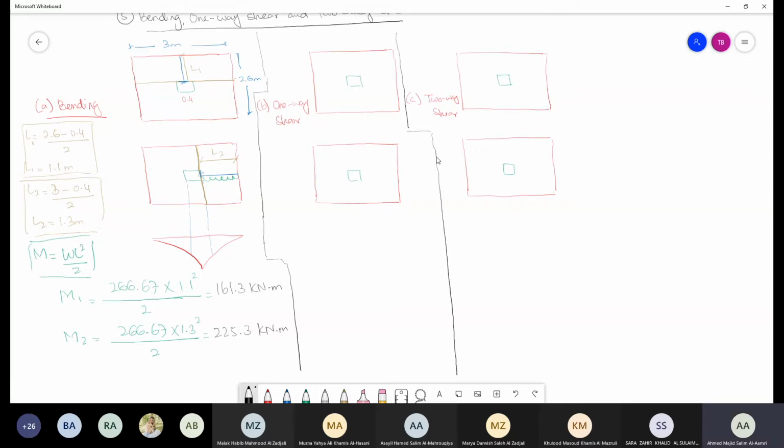Now one-way shear is going to happen after a distance of how much? After a distance of d. If you remember, we had taken a section in which we said the loading is going to be transferred in this manner, and this distance from here to here is whatever we refer to as d.